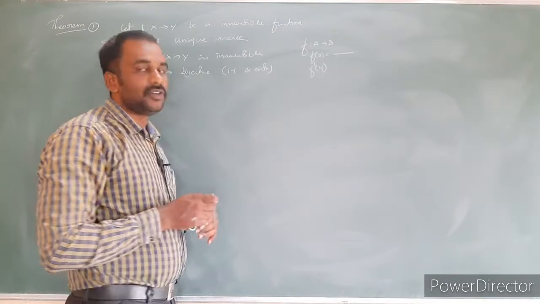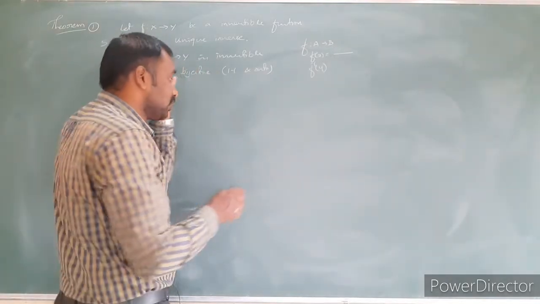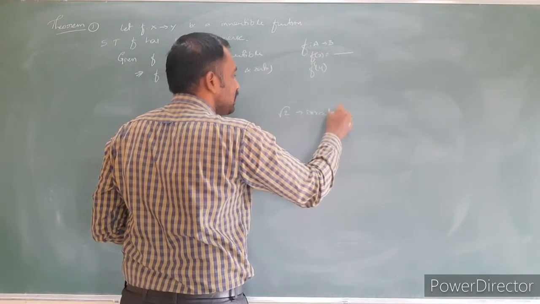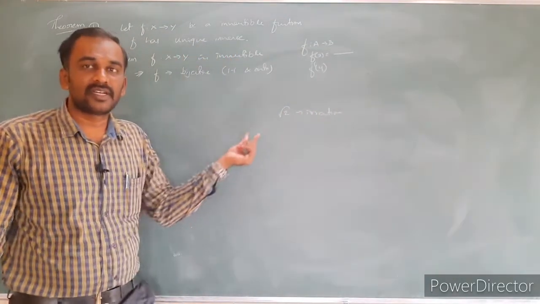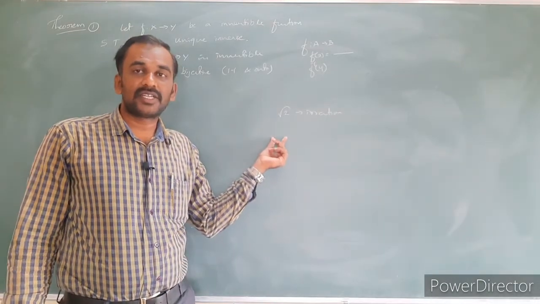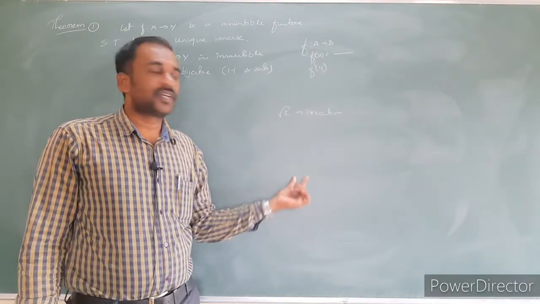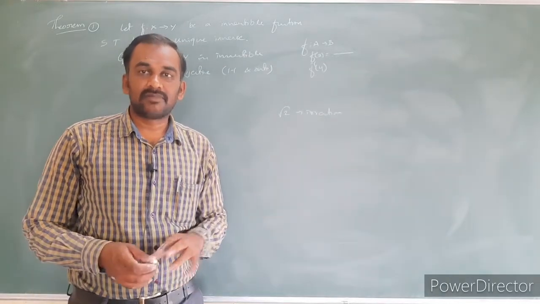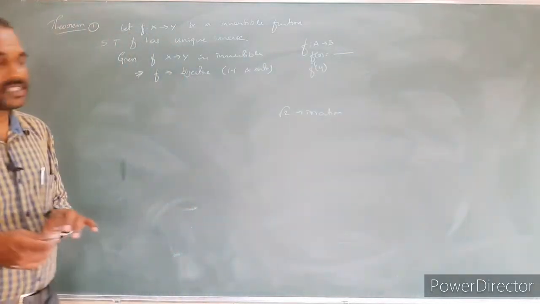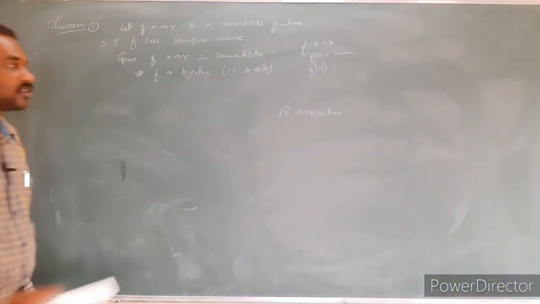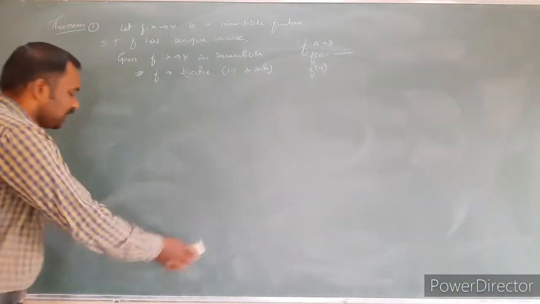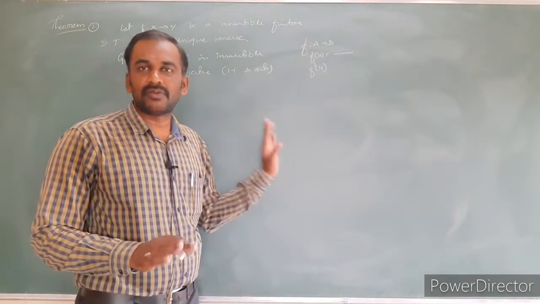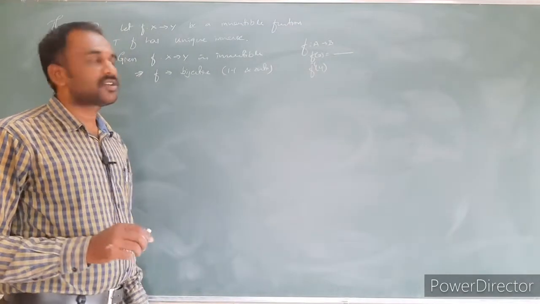For example, in school level, suppose we want to show that root 2 is an irrational number. You assume that root 2 is a rational number, that is, p by q, and simplifying, the assumption you made turns out wrong, therefore root 2 is an irrational number. In the same way here also, that method is called the contradiction method. If you do not remember this, no need to worry, just remember the contradiction method.